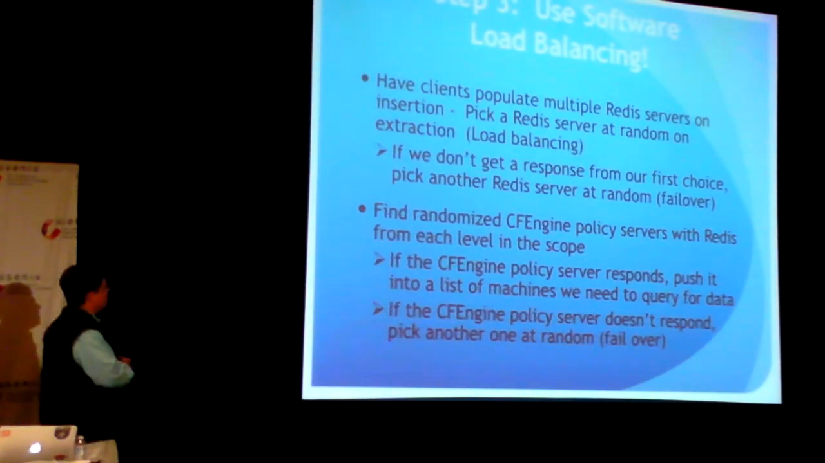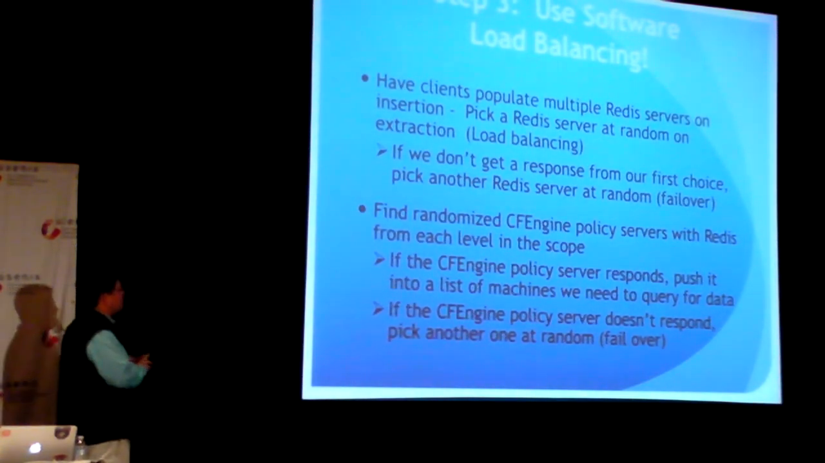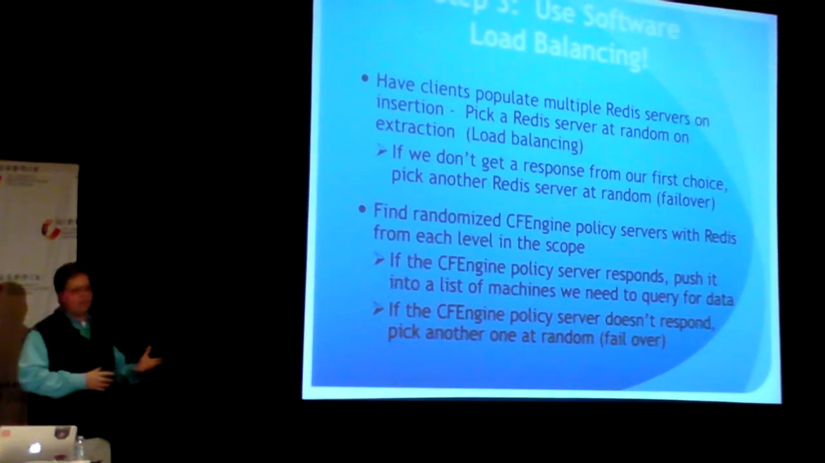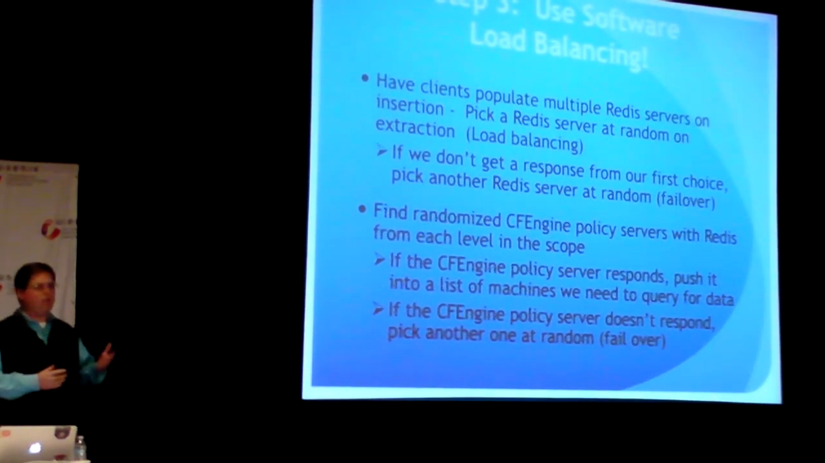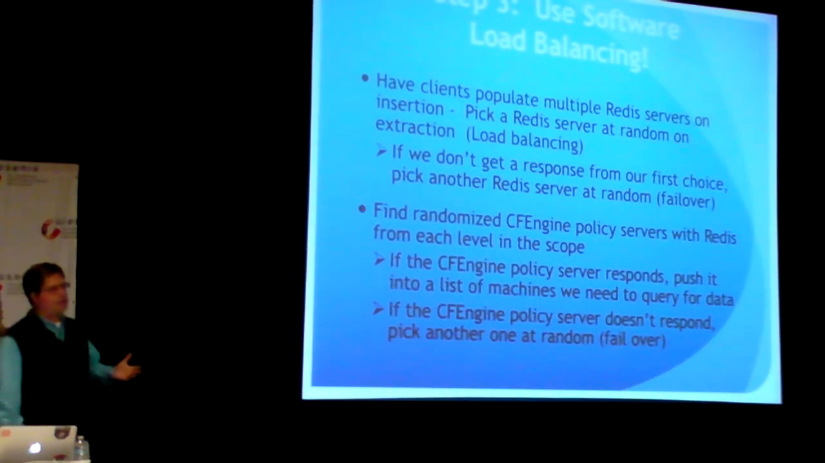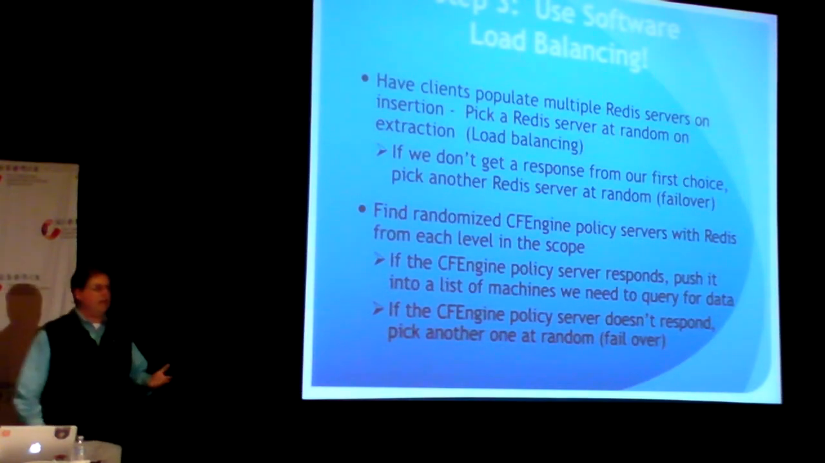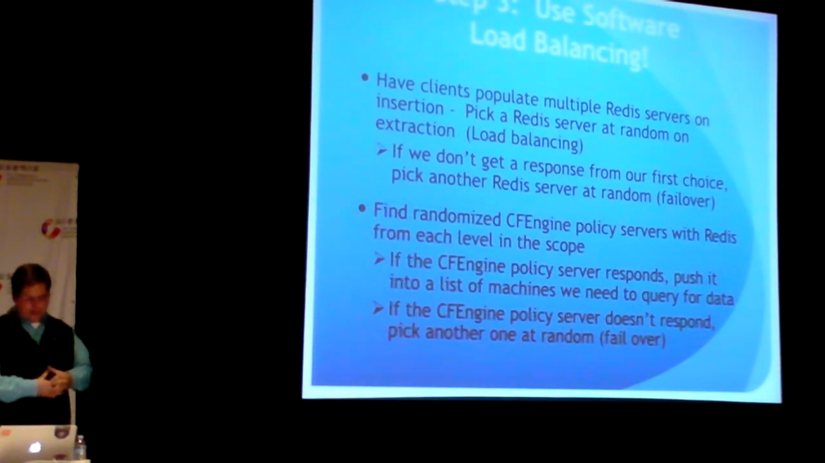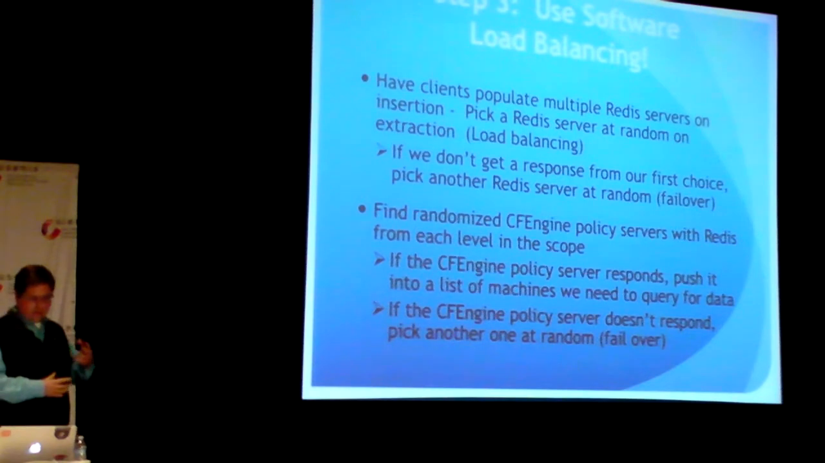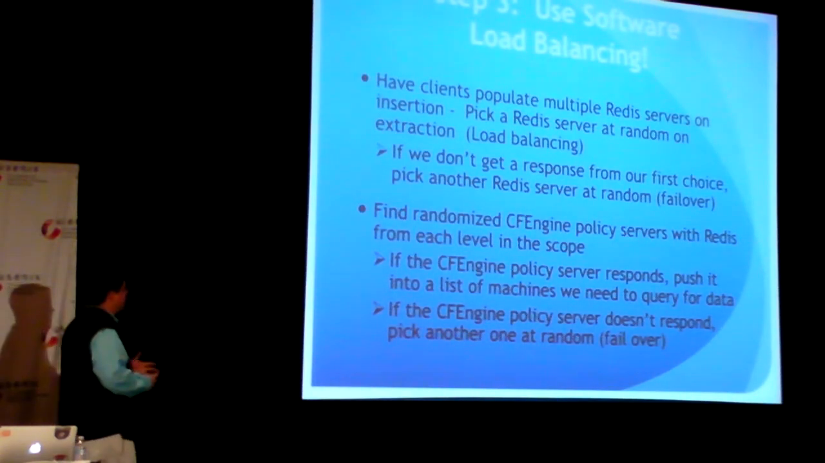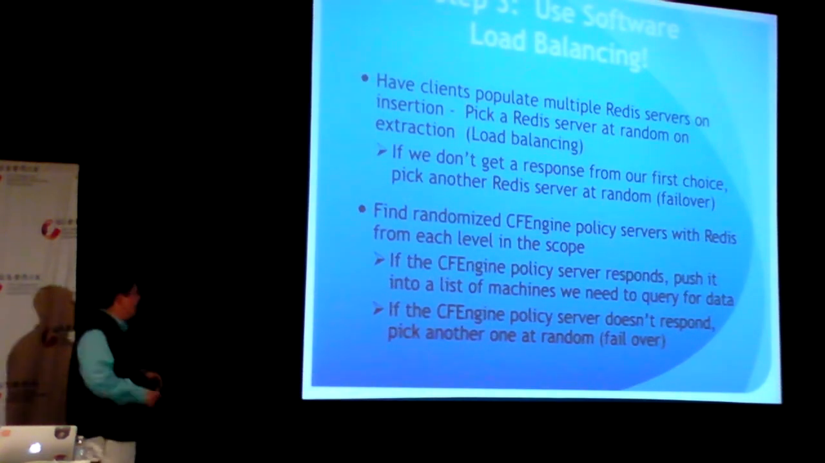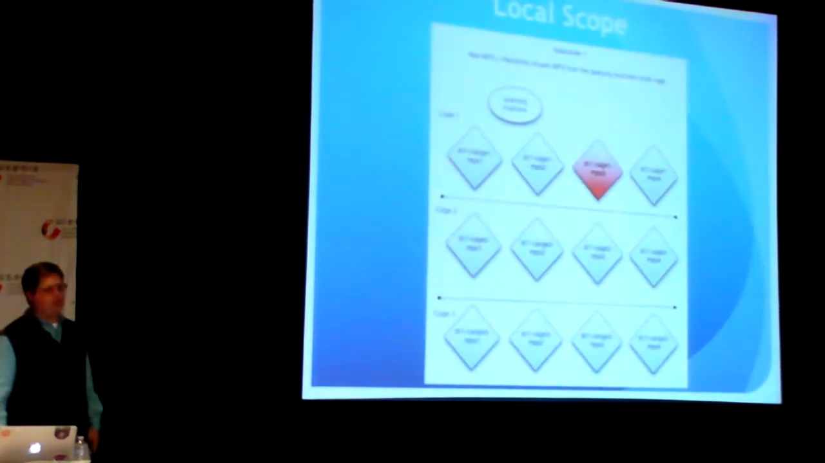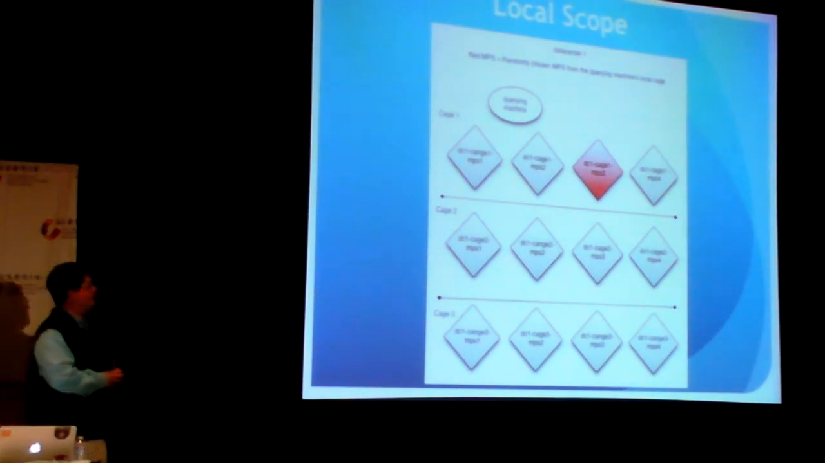So we need to use software load balancing. Since we're inserting into 4 Redis servers in parallel, all I have to do when I go to extract data is pick one of those Redis servers at random. If the first one doesn't respond, I can pick another one. And this gives us load balancing as well as failover. So, like I said, we're going to find a randomized policy server running Redis at each stage of this architecture. And if it responds, we basically push it into a list of machines to query.